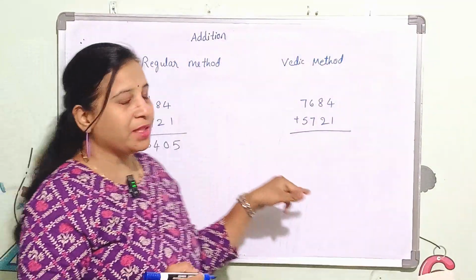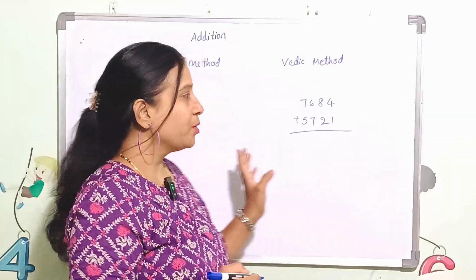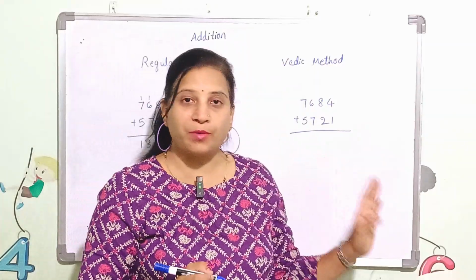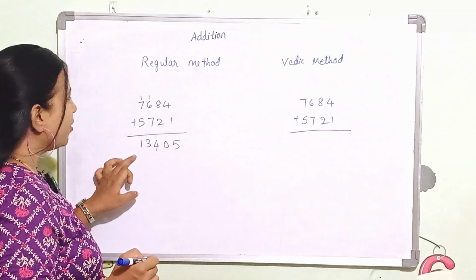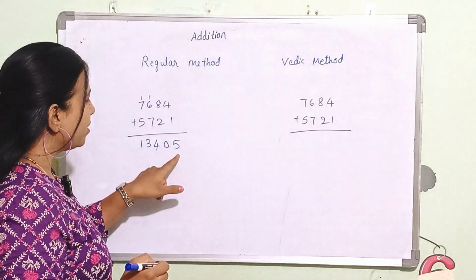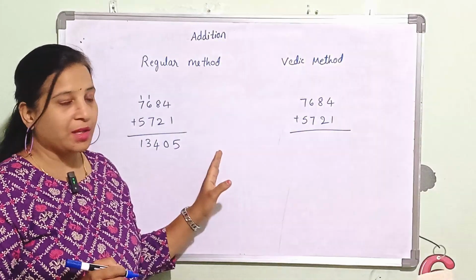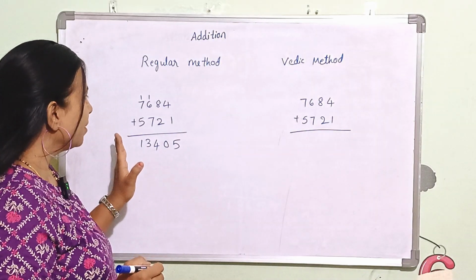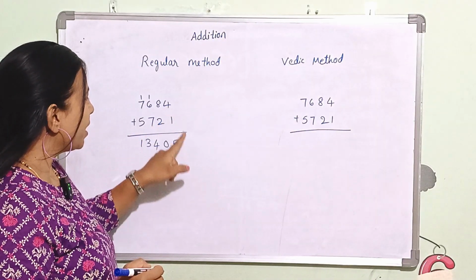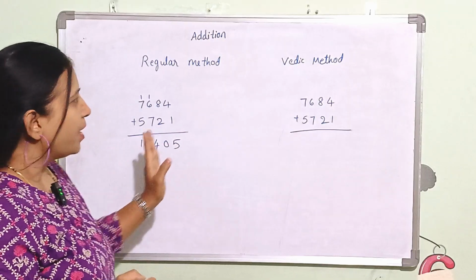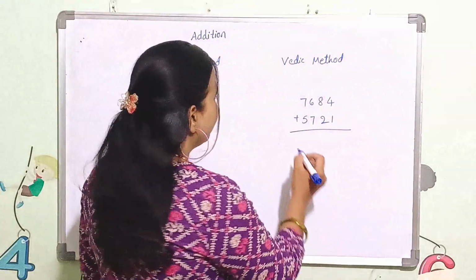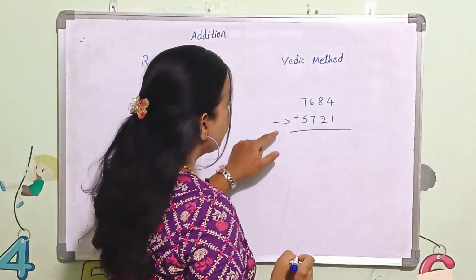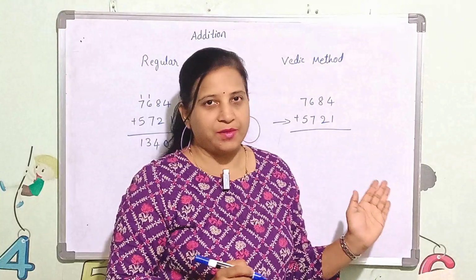So how to solve it in the Vedic method? Here in a regular method, we'll start our calculation from the right side. And here in the Vedic method, we'll start our calculation from the left side. Yes, we are going to start our calculation from the left side.